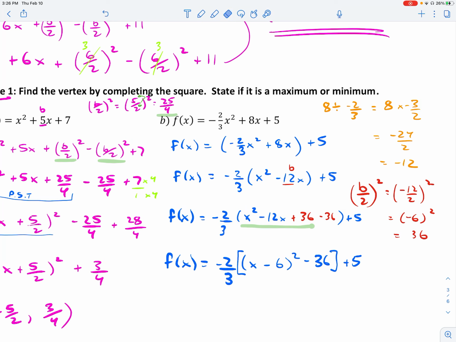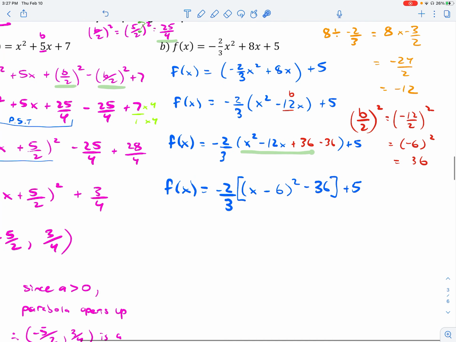The reason why it's important to keep them in brackets is because this negative 2 over 3 is being multiplied by this entire bracket. So if I just take this negative 36 out, I have to multiply it by this first to do that. That's why we have these square brackets. Our next step is to distribute this in. We're going to multiply this negative 2 over 3 inside the brackets. This is our first term, and then our second term right here. When we do that, we'll drop the square brackets.